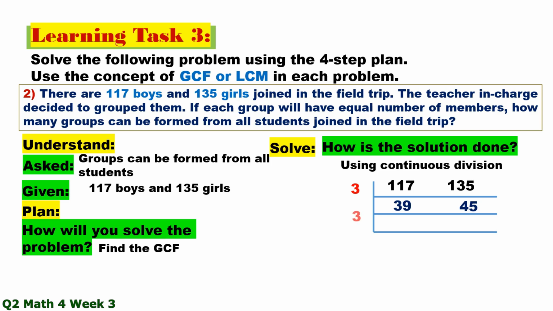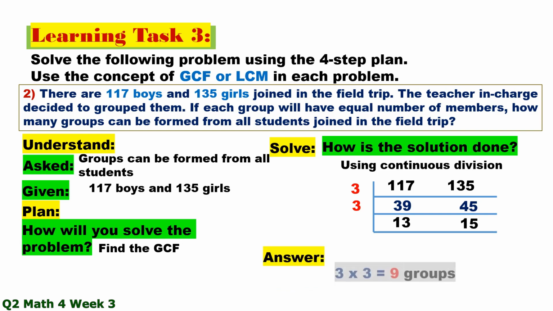39 and 45 are divisible by 3. 39 divided by 3, 13. 45 divided by 3, 15. So 3 times 3 equals 9. 9 groups.